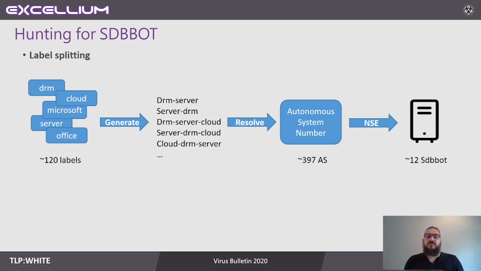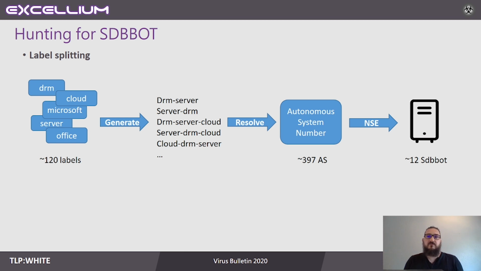That was the idea. So what we have done, we have looked at all the reports to fetch all the domains attributed to TA505. We split all the domains by labels: DRM, Cloud, Microsoft. Then we generated all the possible words by using two labels. All these generated names, we resolved them, and we kept the autonomous system numbers. The idea was to find some networks where it could be possible to have TA505 systems.